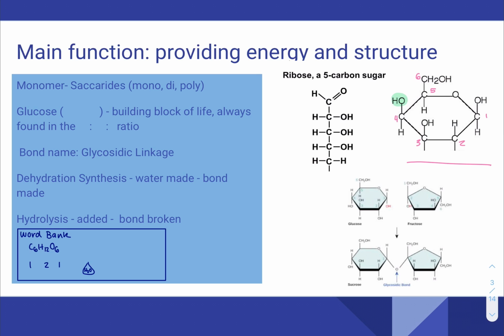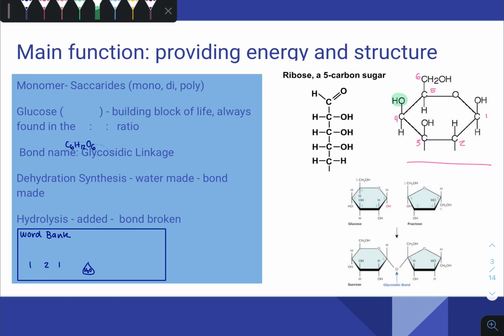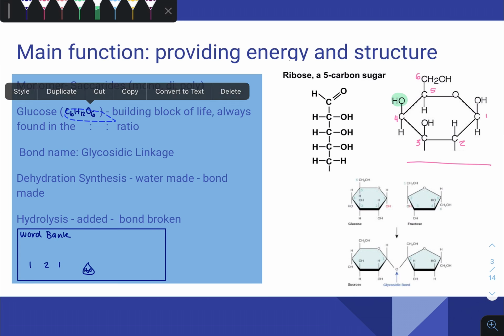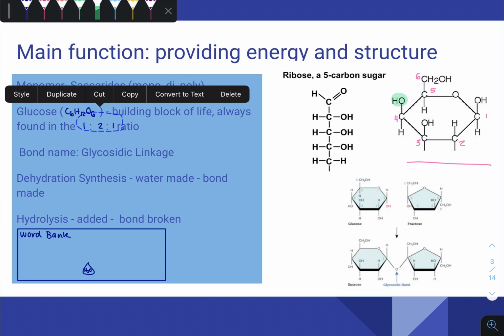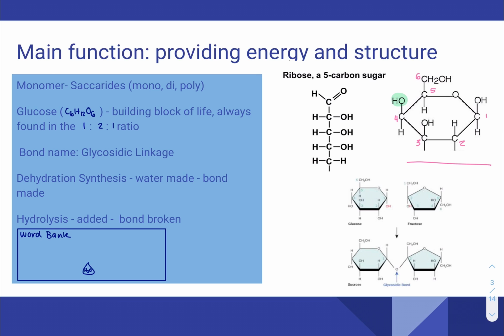The monomer of a carbohydrate is called a saccharide. This could be in the form of a mono, di, or poly, meaning one, two, or many. The most common type you'll see is a glucose, which is going to be C6H12O6. This is a building block of life, meaning it's in almost every single form of life. It's always found in the ratio 1 to 1, and as a diagram, you'll see it as a ring and a more standard one, as seen right here.